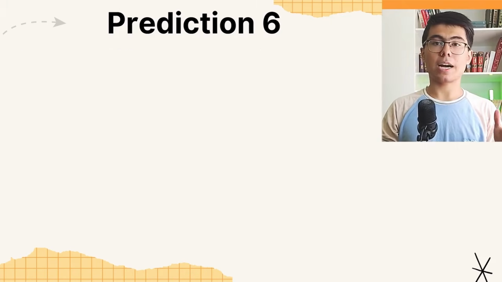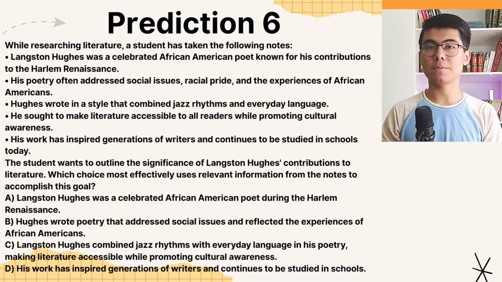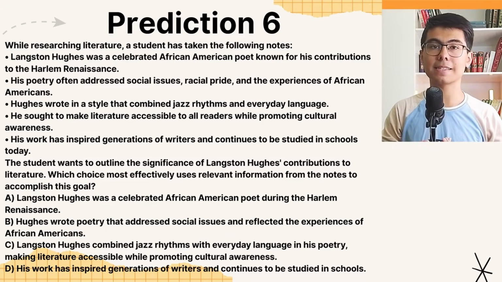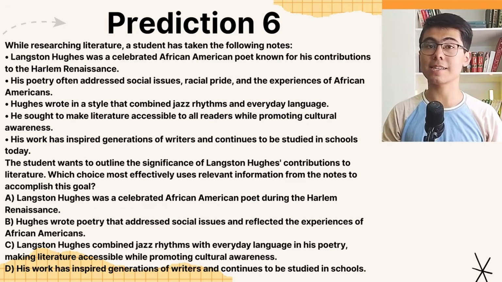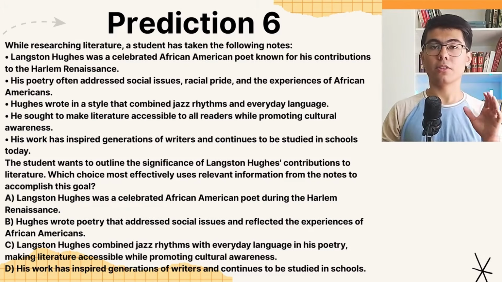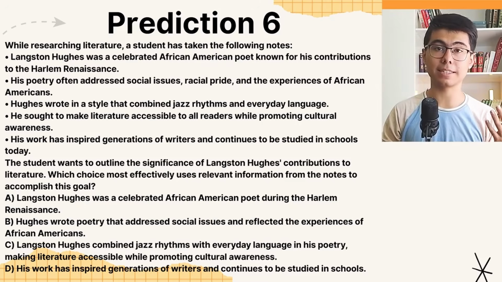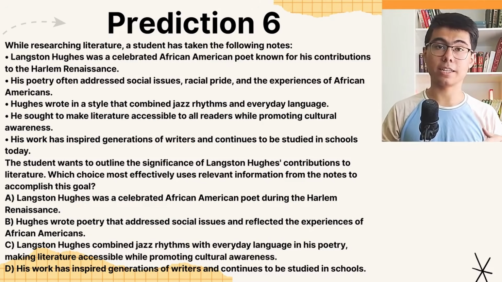So here they're asking us to outline the significance of his contribution to literature. So let's start by reading the first sentence, seeing exactly what the question is asking. So the student wants to outline the significance of his contributions to literature. So the key here is the word significance, which is underlined in our minds right now.